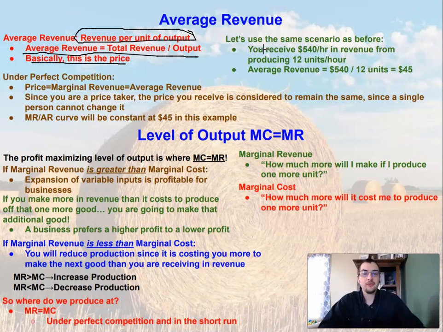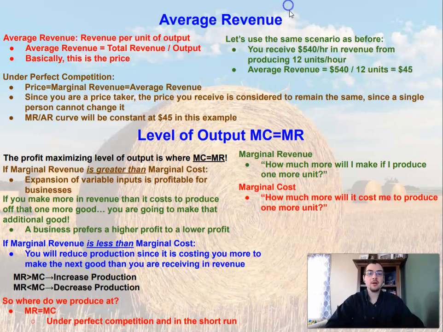So let's take the same scenario before, and you receive $540 per hour in revenue from producing 12 units per hour. So we take the average revenue is equal to the total revenue of 540 divided by the number of units, the level of output, and we get 12 units there. We divide 540 by 12, we get 45. If we took that same example and we took the $522 that we were receiving per hour divided by the 11.6 units per hour, we would still get 45. So it doesn't matter, as basically the average revenue is going to be the price.